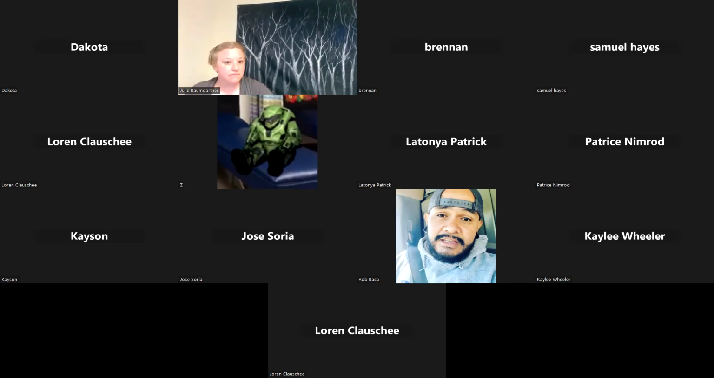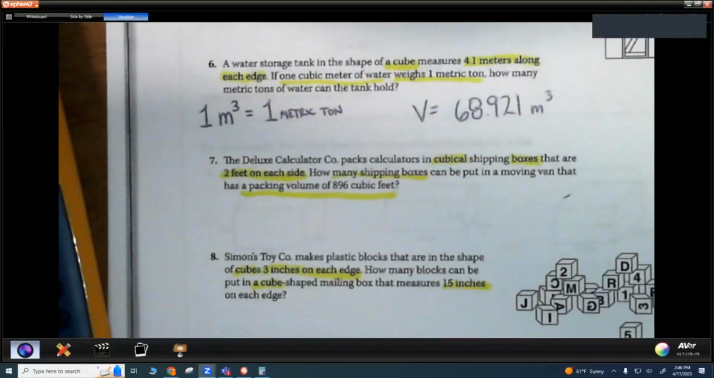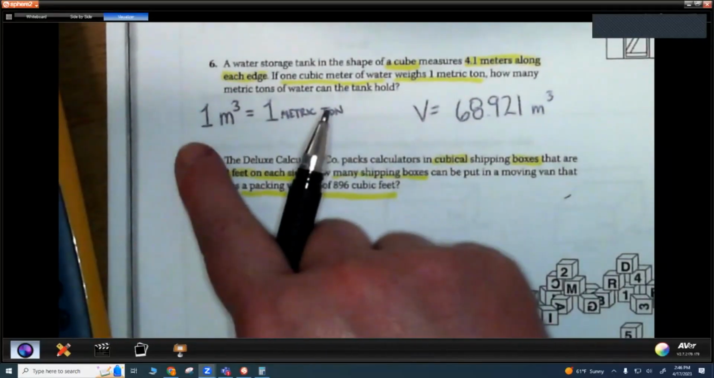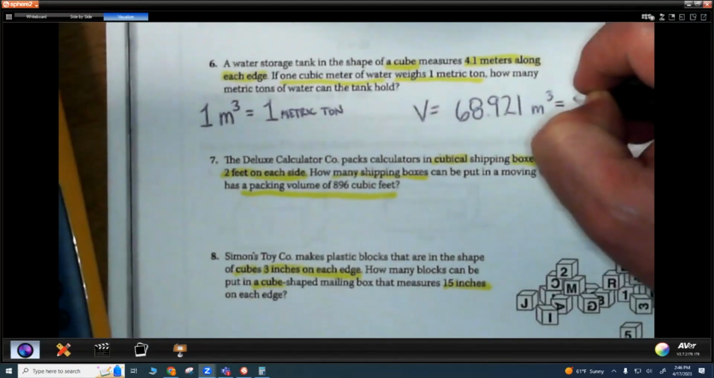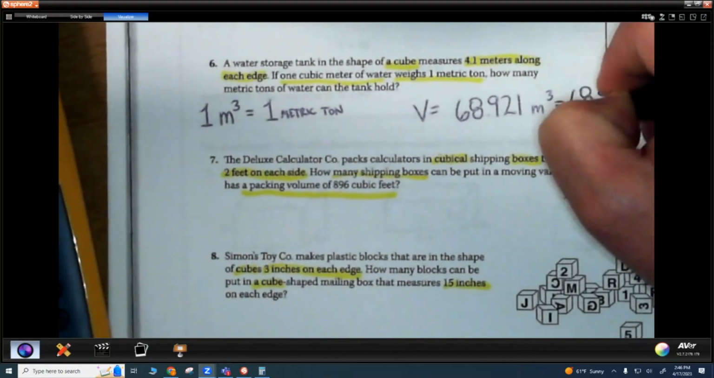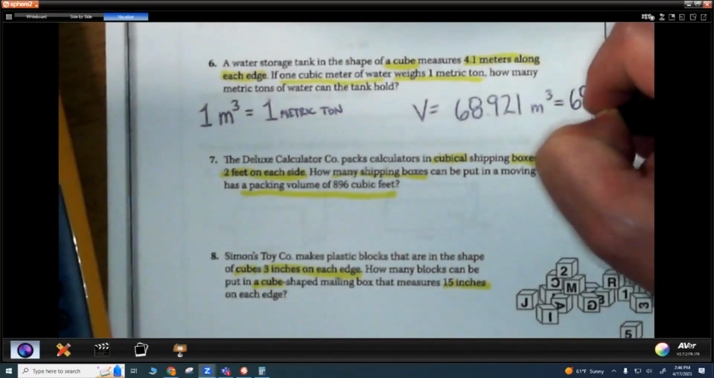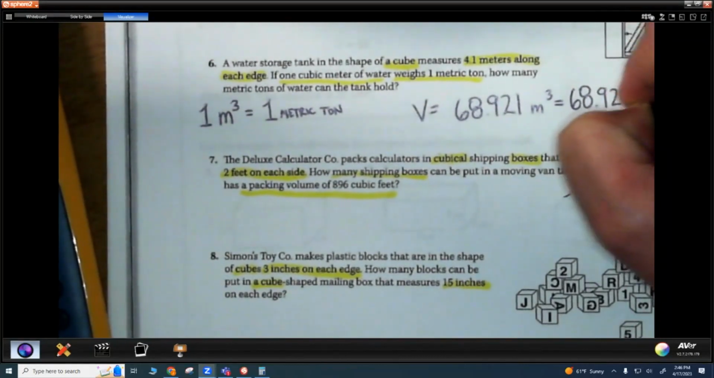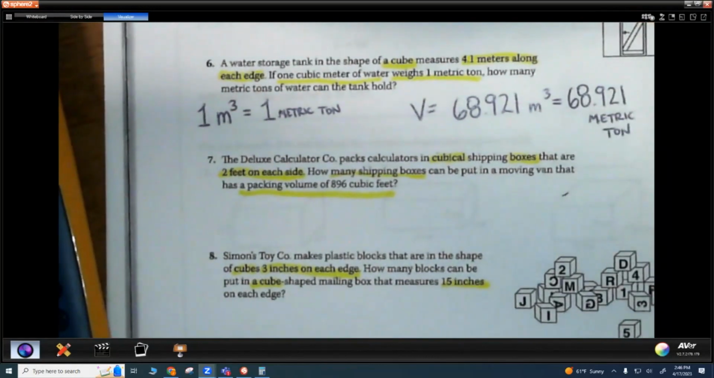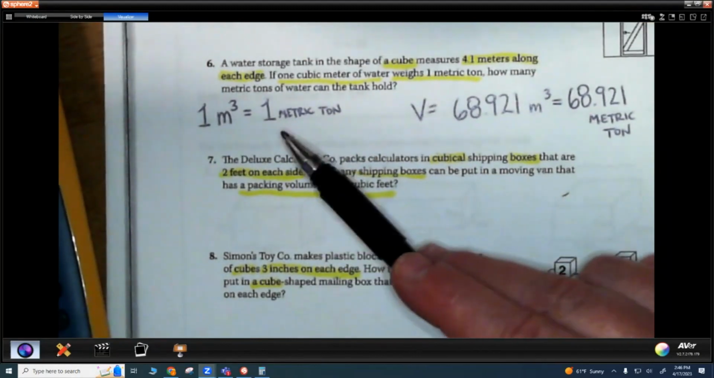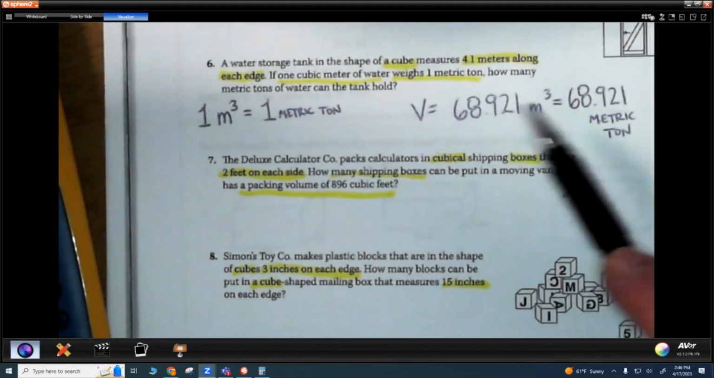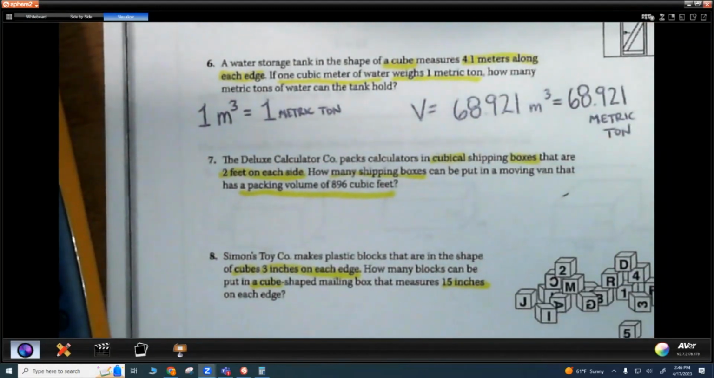Exactly. Thank you, Patrice. Good. Like Zasis is saying, because we have this 1-to-1 ratio, it's still 68.921. Potentially, if they had told us 3 cubic meters to 1 ton, then we would need to divide by 3, figure out the conversion.